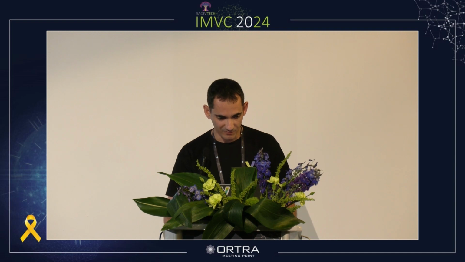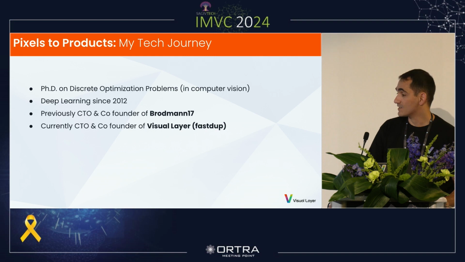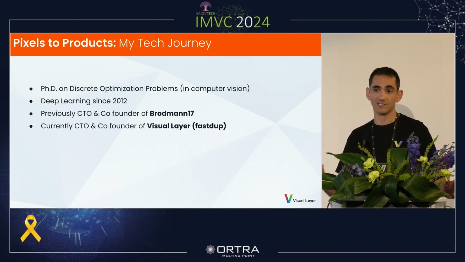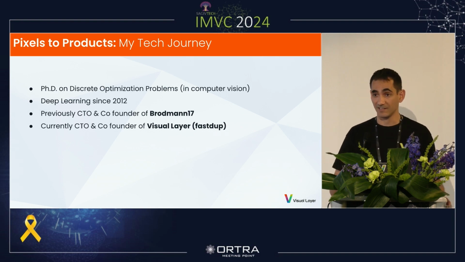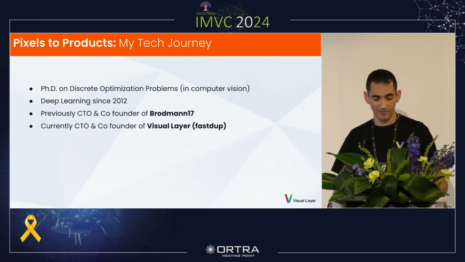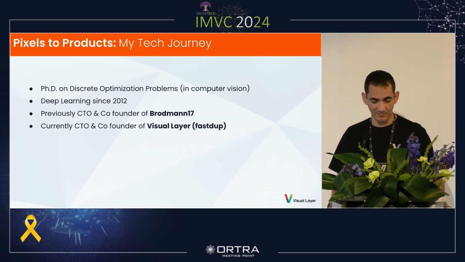So I have a bit of a background story just to set the scene. I did a PhD on discrete optimization problems, mainly graph clustering, for applications of computer vision, mainly old school image segmentation. So I started from classical machine learning, classical computer vision. Then I started moving into deep learning back in 2012, developing a large-scale visual search engine. My previous company was called Broadman 17.